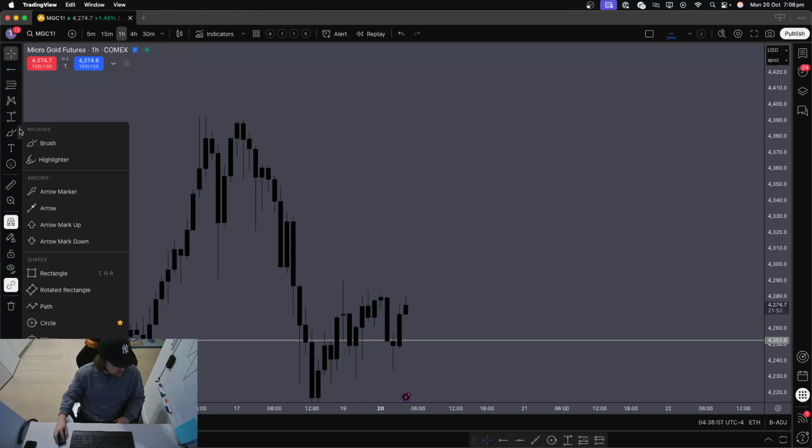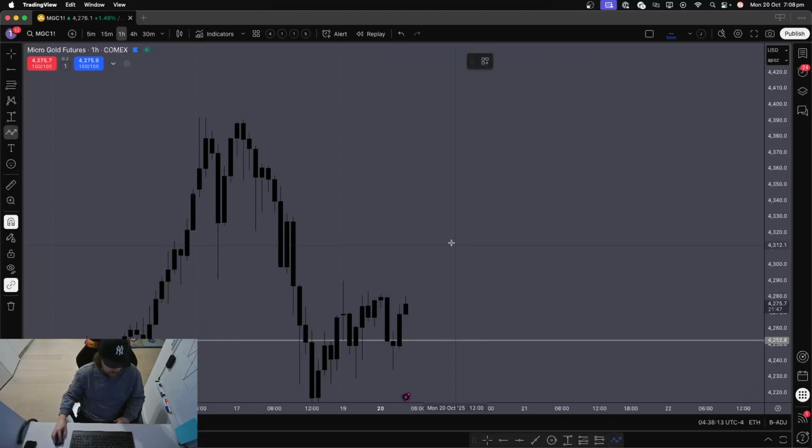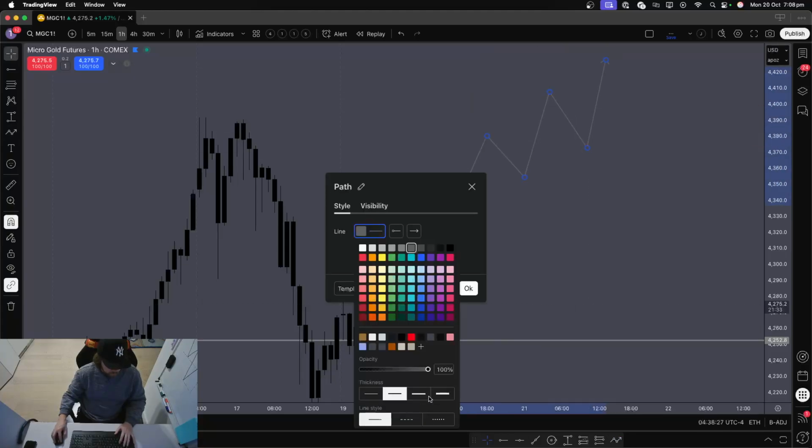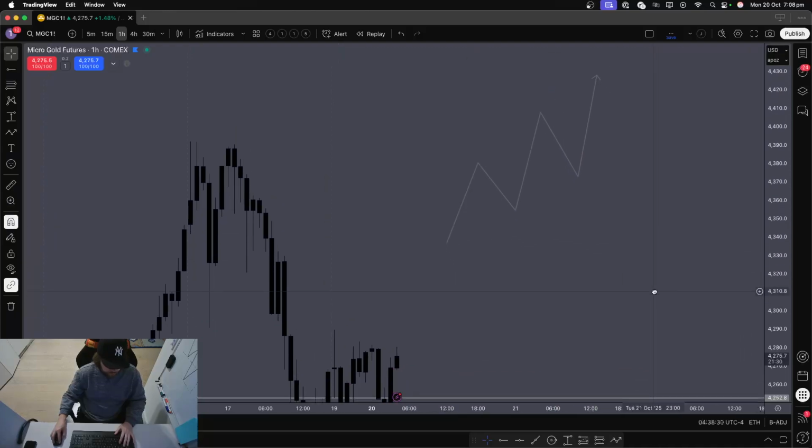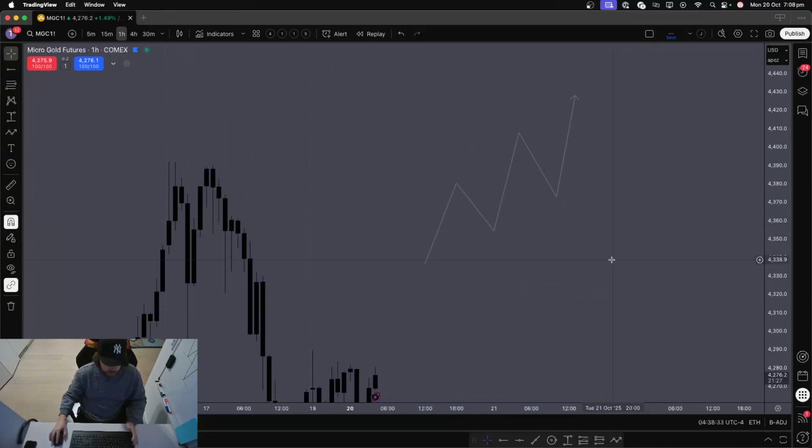Let me just find that Pathfinder tool. Okay. Alright, let's try that again. Make this a bit thicker. Make that a bit thicker. Okay. So, for the ICC to work, you basically need to be marking up on the higher time frames. In this instance, I chose the 1 hour because it looked good. You can choose the 4 hour, but I would say for everyone, just keep to the 1 hour because it's the most consistent, in my opinion.